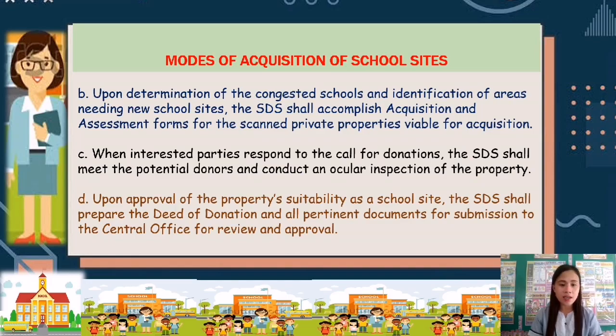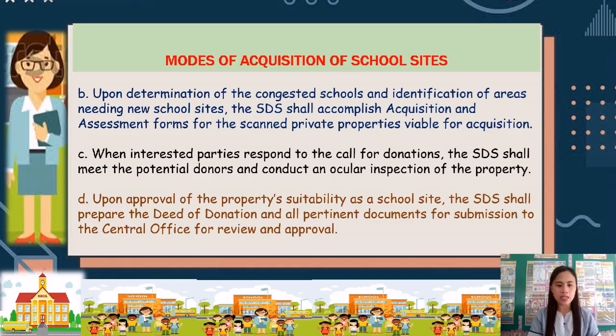Next, letter C. When interested parties respond to the call for donations, the SDS shall meet the potential donors and conduct an ocular inspection of the property. An ocular inspection report shall be submitted by the SDS to the RO for review. The RO shall approve the inspection report as to the suitability of the property as a school site and recommend its approval for the site acquisition.